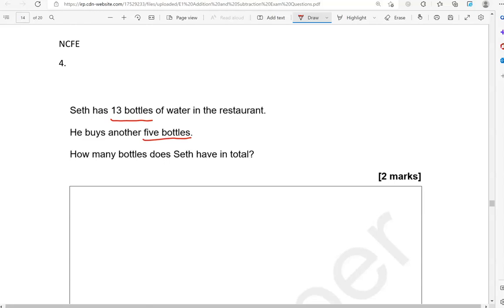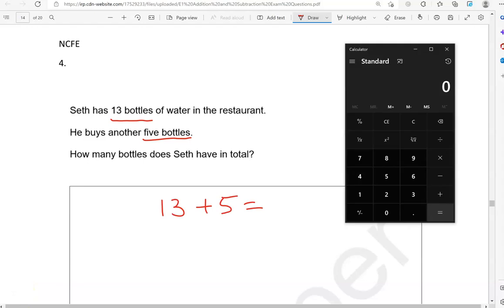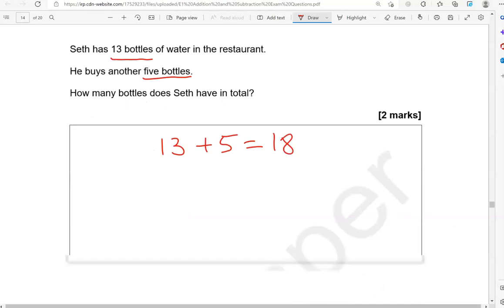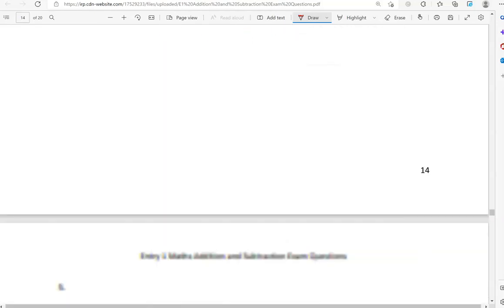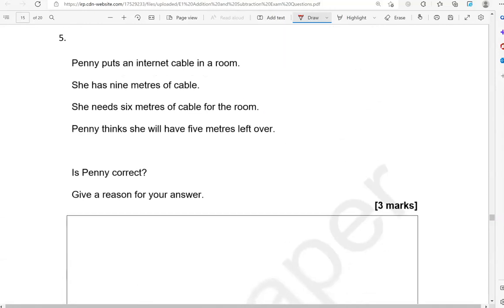So we're going to use a calculator to work this out. And we'll do 13 add 5. So 13 add 5 equals 18. 18 bottles in total.